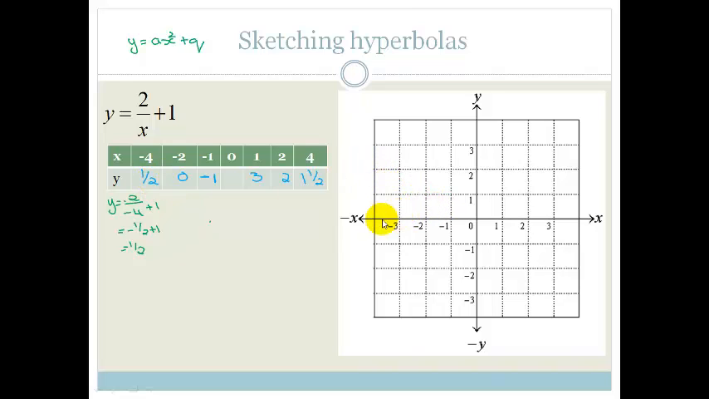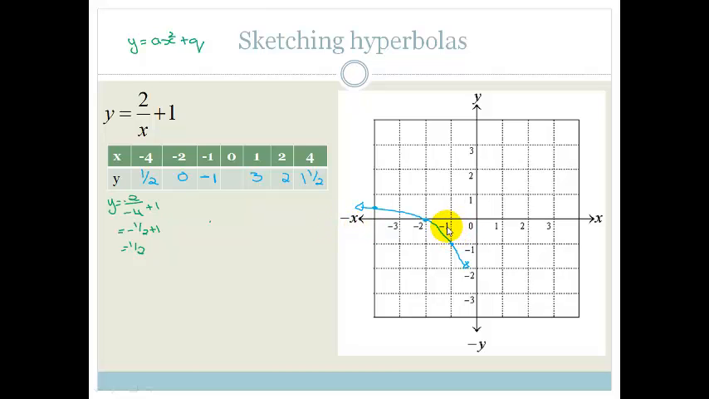So when x is minus 4, y is a half. When x is minus 2, y is 0. And when x is minus 1, y is minus 1. So do you see that we've actually crossed what before was our asymptote? We've crossed it. Okay. So that's what's happened there.